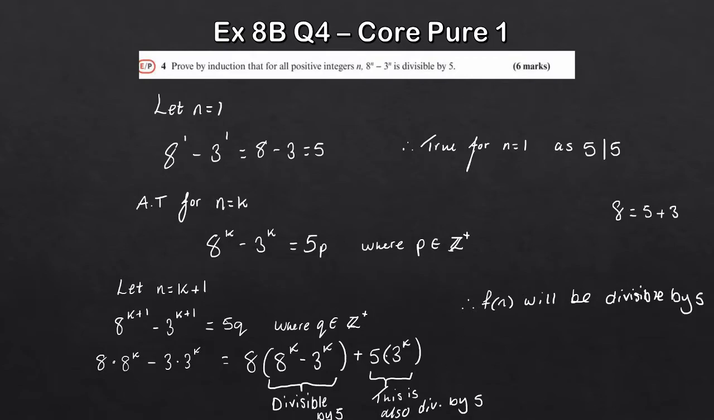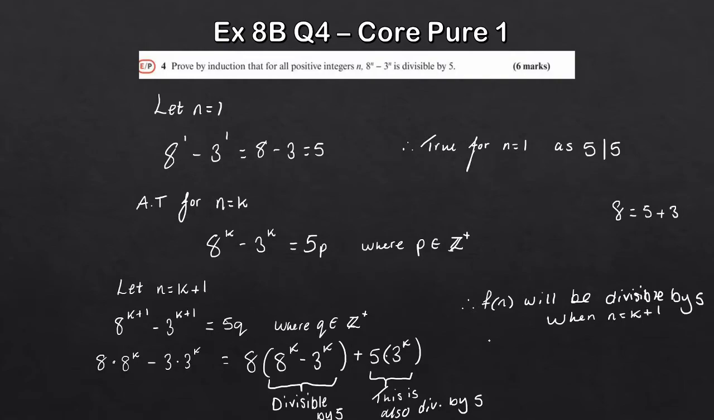So at this stage here now, you have to give the conclusion of a proof by induction. You will lose marks if you don't include it. It's really tedious. I'll see if I can fit it all in. So we've said f(n) will be divisible by 5 when n equals k plus 1. That's what we've just proved.